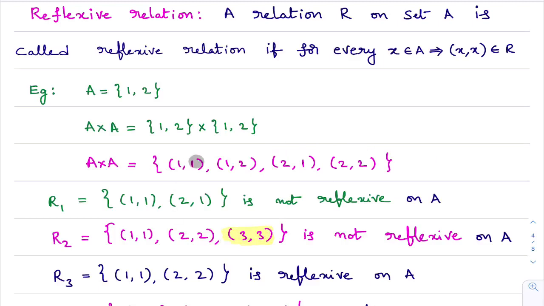What does it mean? It means that this is not a relation on A. If this is not a relation on A, what is the question of checking reflexive relation? First of all, it is not a relation. Then why check for reflexive relation? I hope you are understanding. How to check a reflexive relation? First of all, it must be a relation on set A.